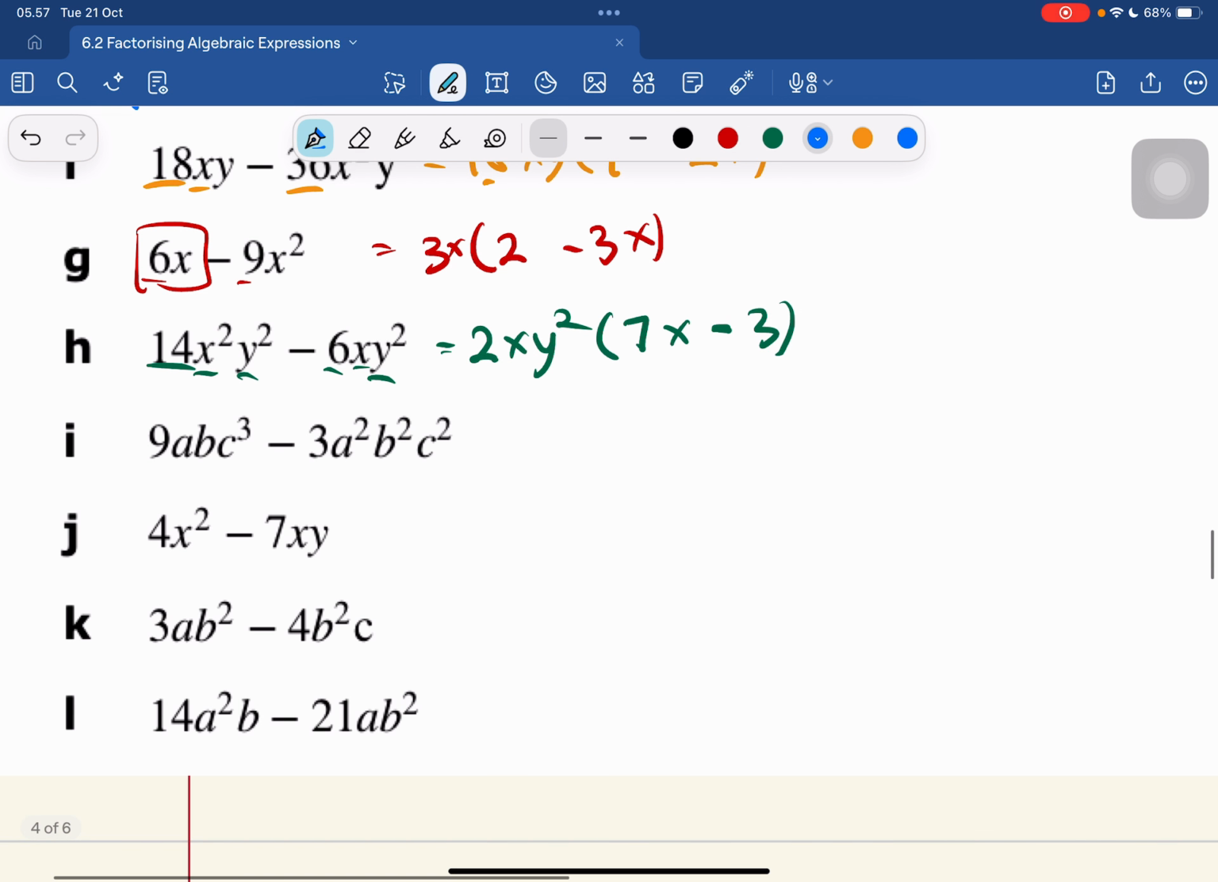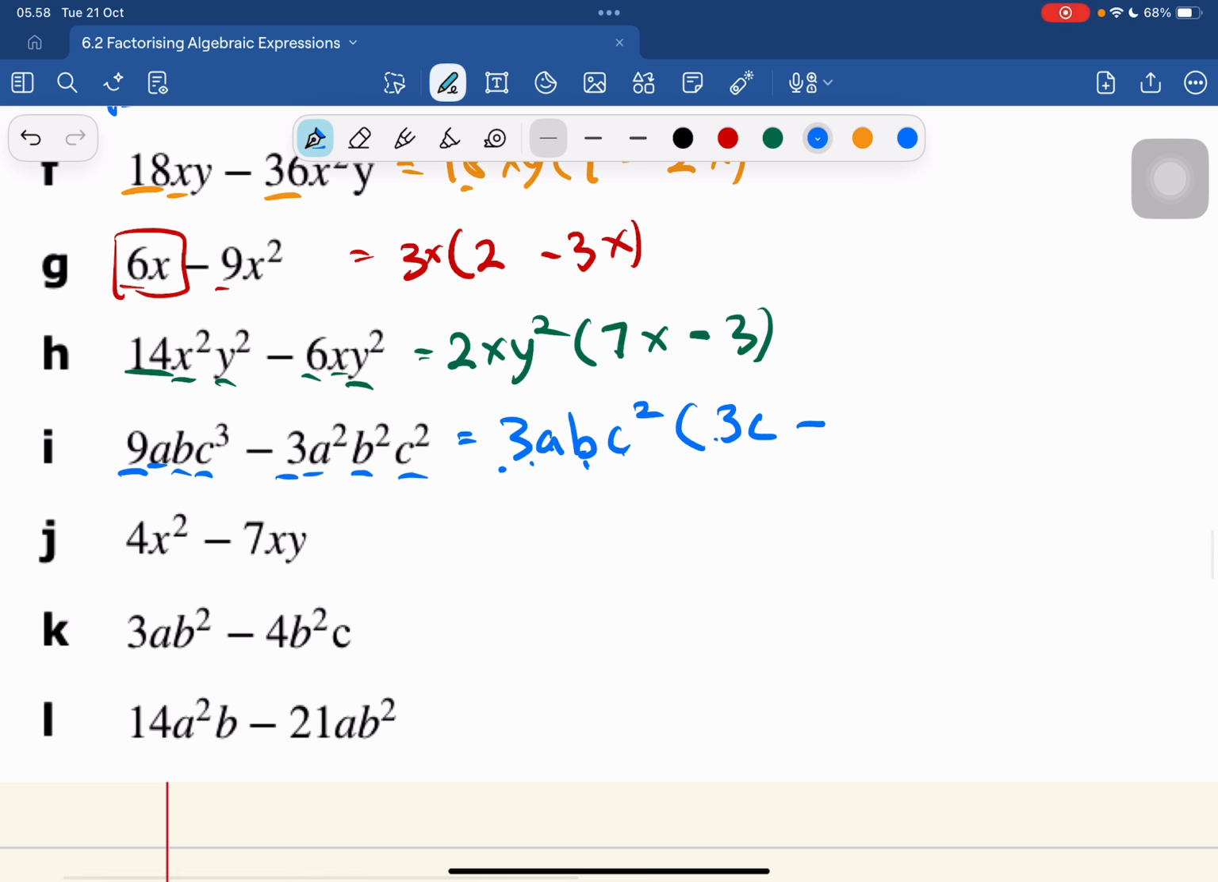Next question, highest common factor of 9 and 3. So this is 3, and then A with A squared is A, B with B squared is B, C cube and C square is C square. So 3 times what number to make it 9 is 3, A to make it A is already, B, okay, C just multiplied by C to make it C cube. And we got minus from here. 3 times what number to make it 3 is 1, no need to write it. A to make it A square is multiplied by A, B to make it B square multiplied by B, and C square is already.